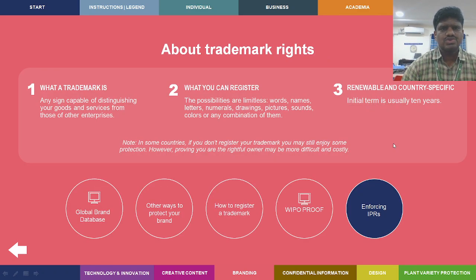Now I want to show you some things about trademark rights. What is a trademark? Any sign capable of distinguishing your goods and services from those of other enterprises. And second, what can you register? The possibilities are limitless: words, names, letters, numerals, drawings, pictures, anything. You can register a trademark. It is renewable and country specific. The initial term is usually 10 years. Initial term is only 10 years for any trademark.